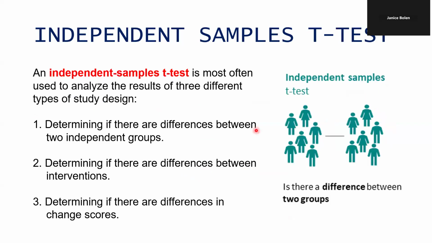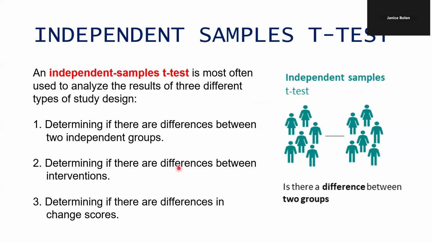Now, what are the study designs wherein we can use independent samples t-test? An independent samples t-test is often used to analyze the results of three different types of study design. First, if you would want to determine if there are differences between two independent groups. Say, for example, between group A and group B, you would want to compare their statistics grade.